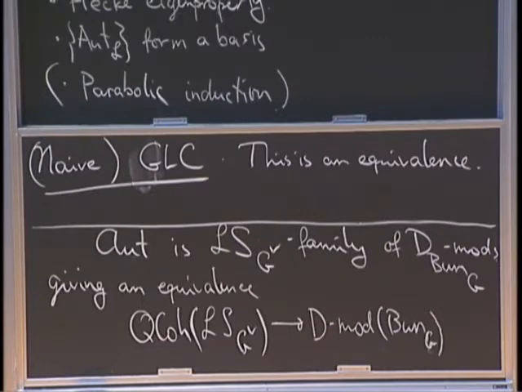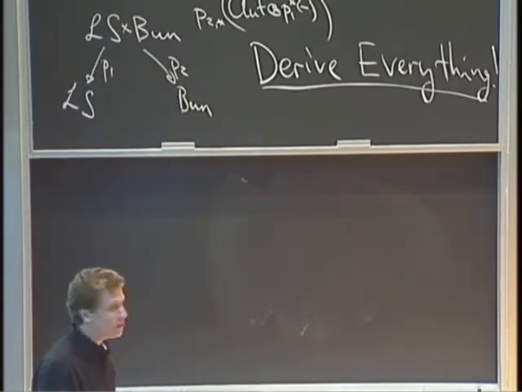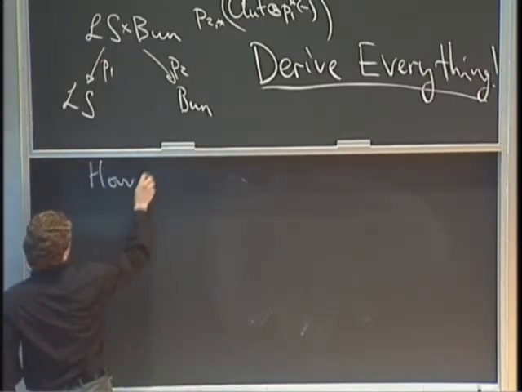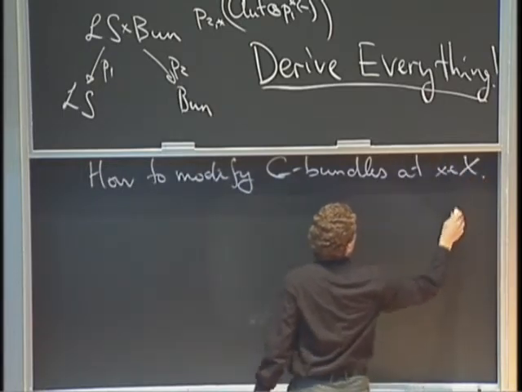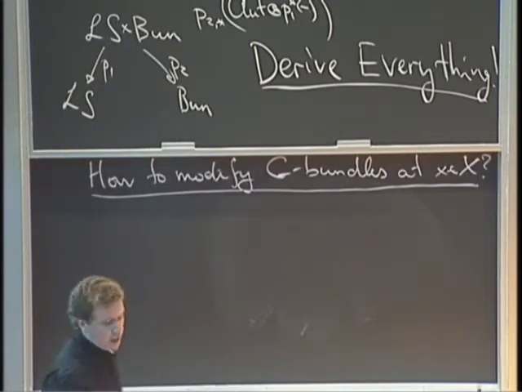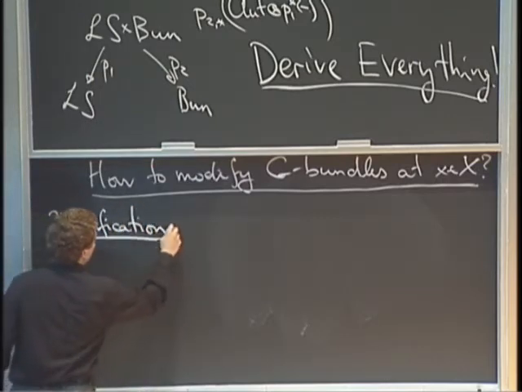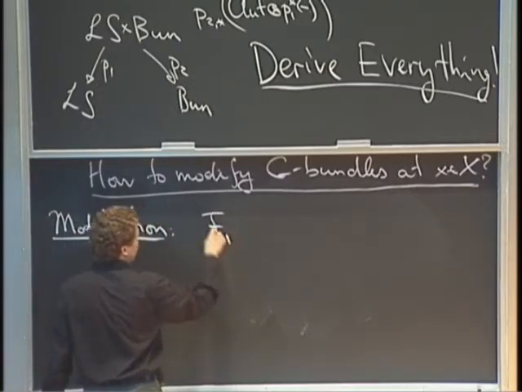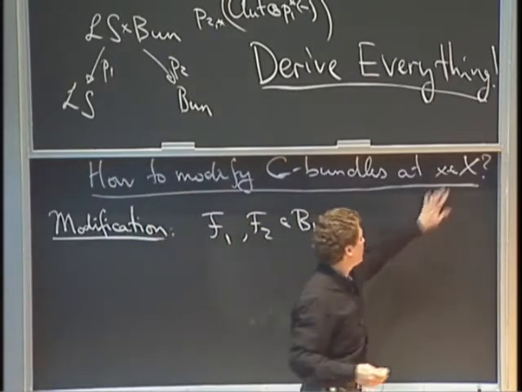So in order to play this game for an arbitrary group, we need to know how to modify G-bundles where G is no longer GL_N. So this is what I want to talk about now. The big question is how to modify G-bundles at a particular point. The point will be fixed until the very end. Now, first of all, what exactly do I mean by modification? That I can say very precisely. A modification just means that you have two G-bundles and an isomorphism between them away from this single point x.